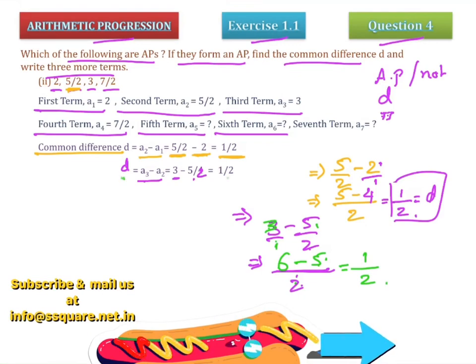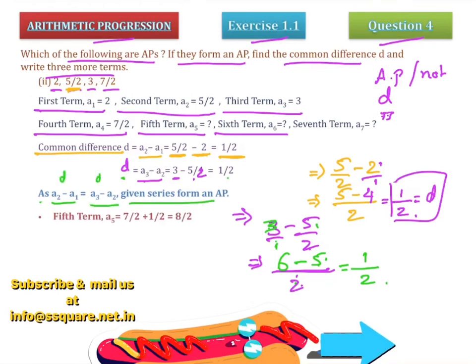Now the D value of this is also 1 by 2. So a2 minus a1 is D, and a3 minus a2 is D, and the given series forms an AP since both are the same, that is 1 by 2. So the fifth term is 7 by 2 plus 1 by 2, which means a5 is a4 plus D, that is 8 by 2.